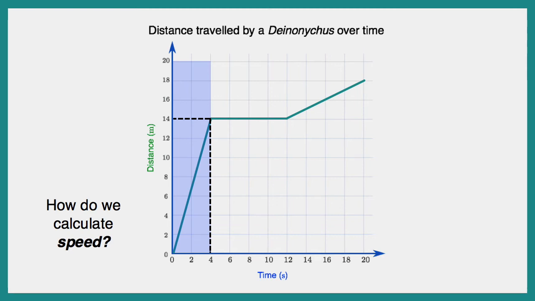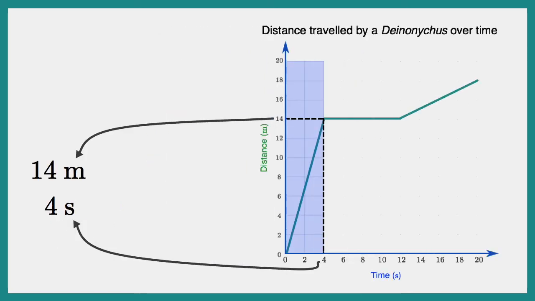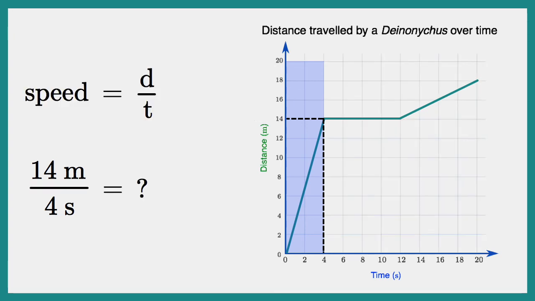We can use the numbers on each axis to calculate the exact speed of the dinosaur in each section of this graph. Let's find out its speed in the first section when it was running fast. Between these 2 points, it ran 14 meters in 4 seconds. To calculate the dinosaur's speed, we need an equation. The equation for speed is distance divided by time, or d over t.